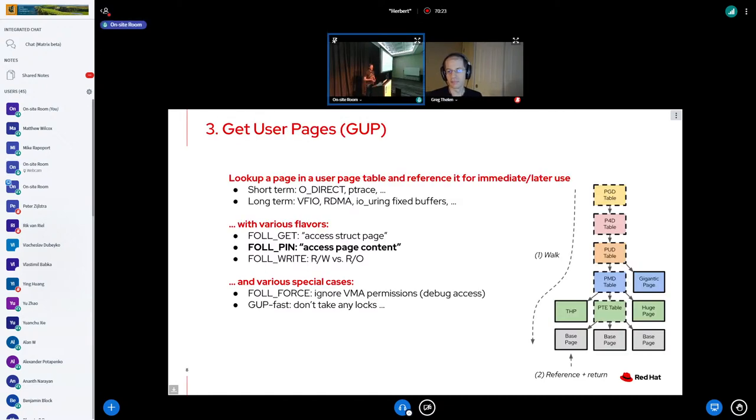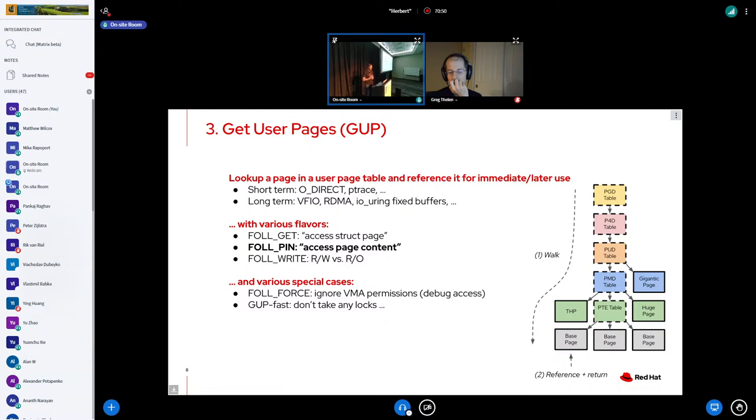And it would all make sense, and it would all work, unless there wouldn't be get user pages. And for those of you that don't know what get user pages is, it's essentially a mechanism to traverse the page table of a process and look up a page that's mapped and just grab a reference on that page and return it to the user. It's, for example, used for O_DIRECT, ptrace access, VFIO, RDMA, io_uring. It's all over the place, and it's getting more popular, so to say.